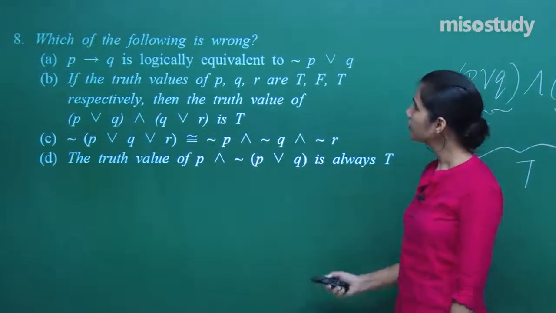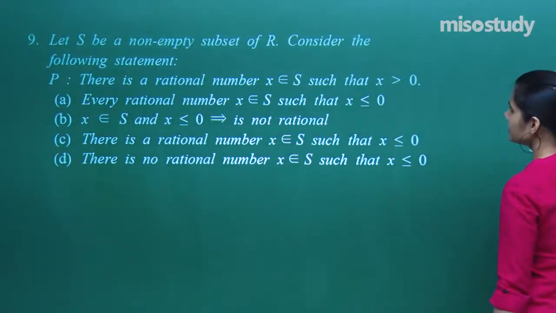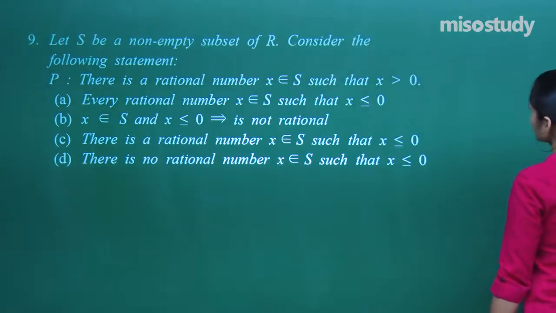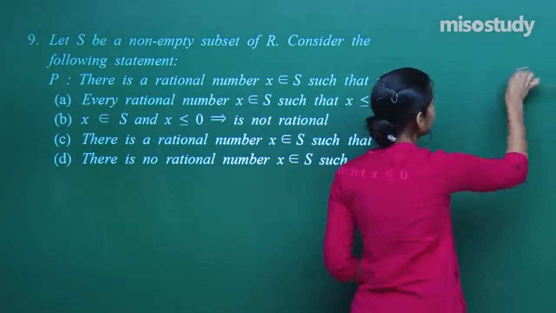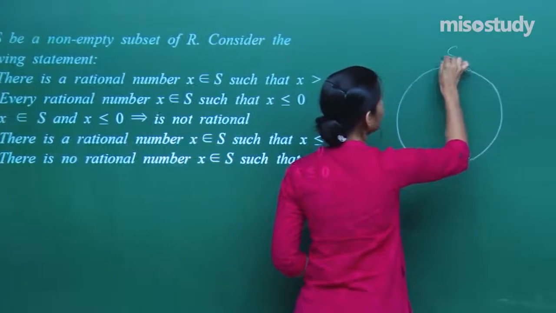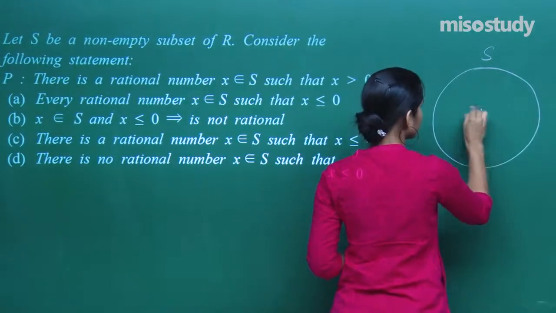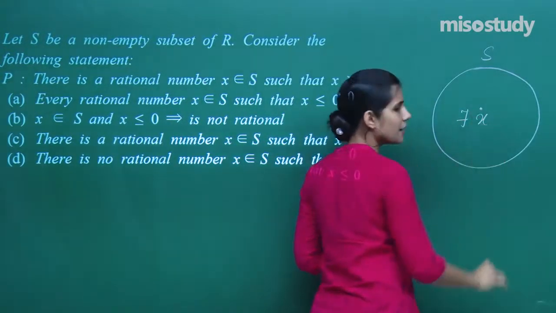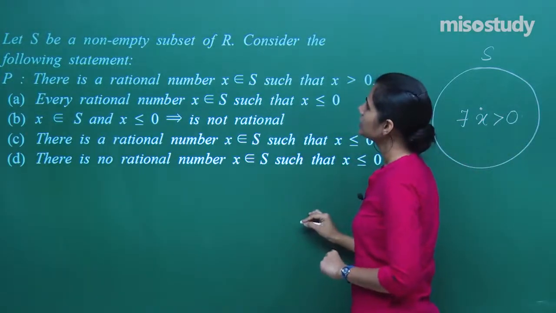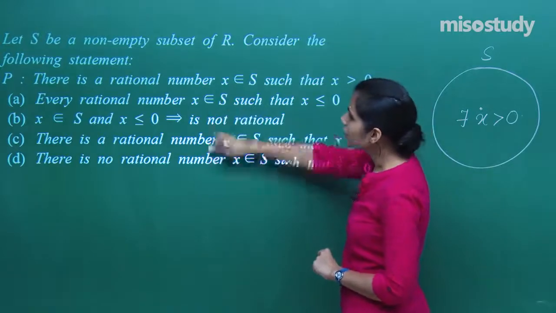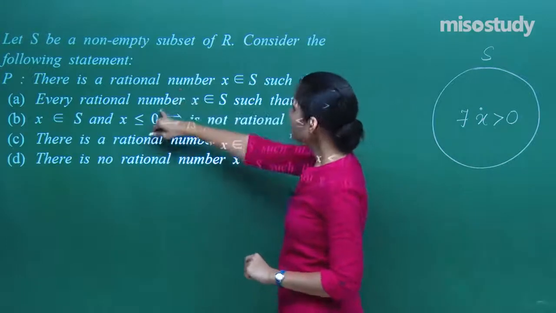we have, let S be a non-empty subset of R. Consider the following statement: there is a rational number x in S such that x is positive. That means in this set S, there is one rational number for sure, which is positive. The question is, which of these is going to match this statement? Every rational number x in S.